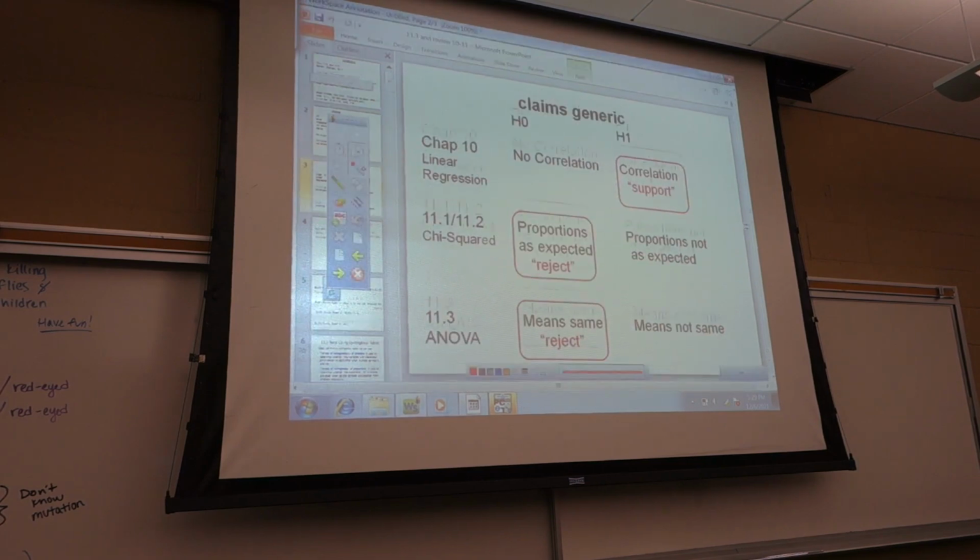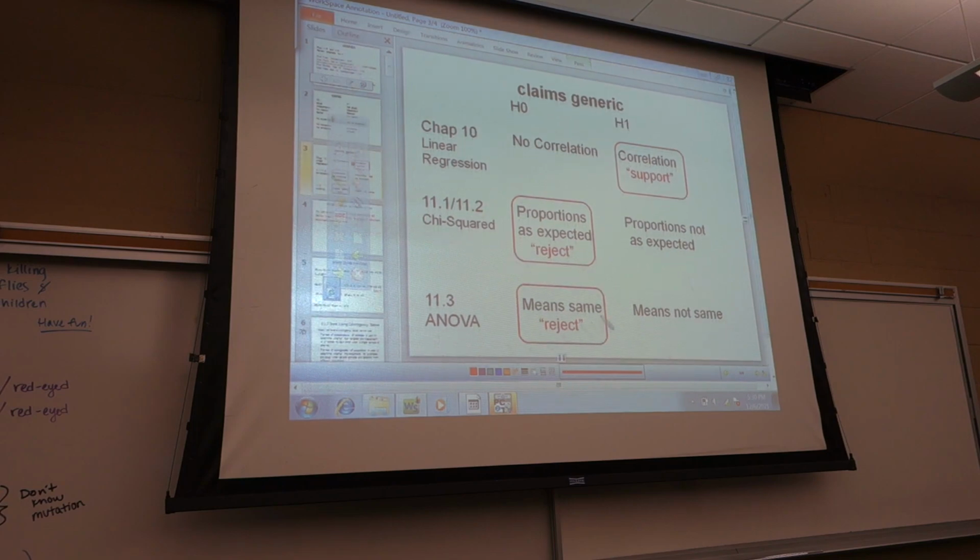All right, so for your H1, for the exam, I am totally fine with you generically using these claims. For chapter 10, correlations should be the claim that I'm looking for in the exam, which means you're going to use the word support. For chapter 11, it's going to be H0. So for 11.1 and 11.2, the chi-squared, it's going to be proportions as expected. Again, we're going to be looking to reject or not reject in step 5. For ANOVA, you just use a generic claim that the means are the same. And again, you're looking for reject in step 5.